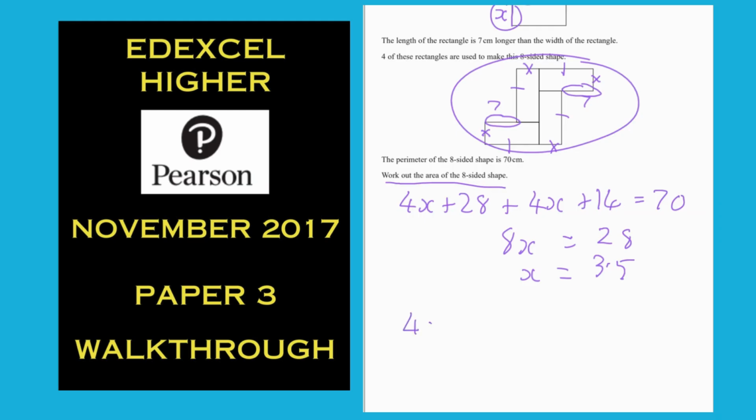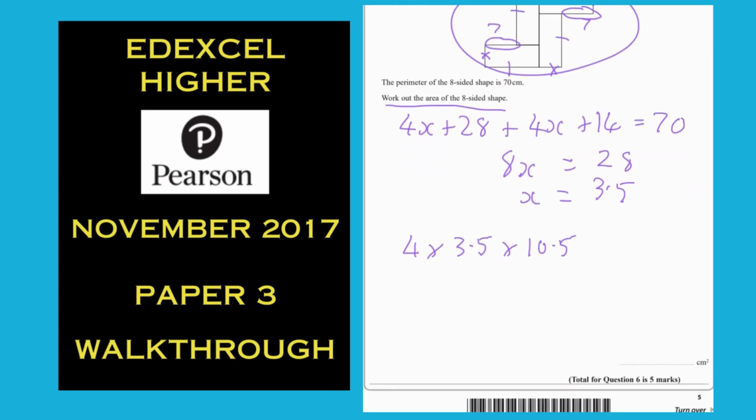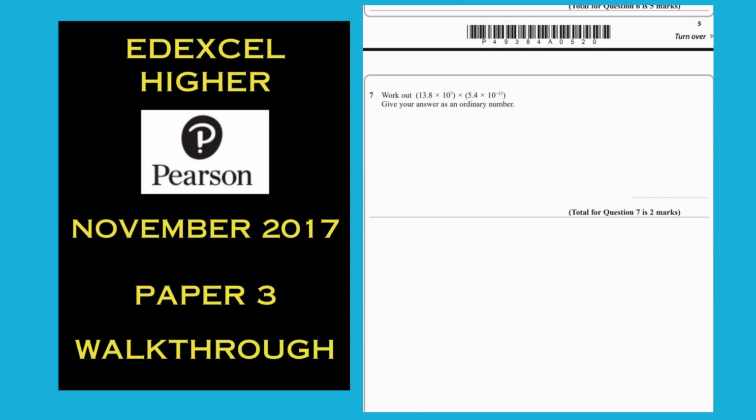So the area of that shape, it's 4 lots of the area of one rectangle. A rectangle which has a width of 3.5 and a length of 3.5 plus 7, 10.5. On your calc, you should be getting 147.